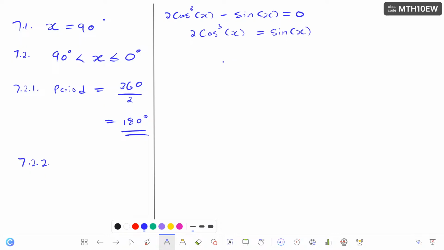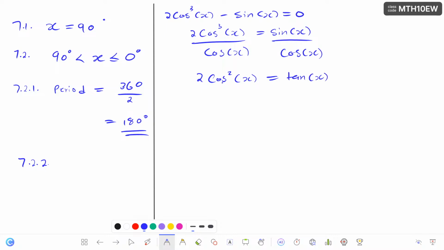So then we need to divide here by what? Cos x. So now we're going to have 2 cos squared x is equal to, we know that sine x divided by cos x is tan x. So okay, we are going somewhere.